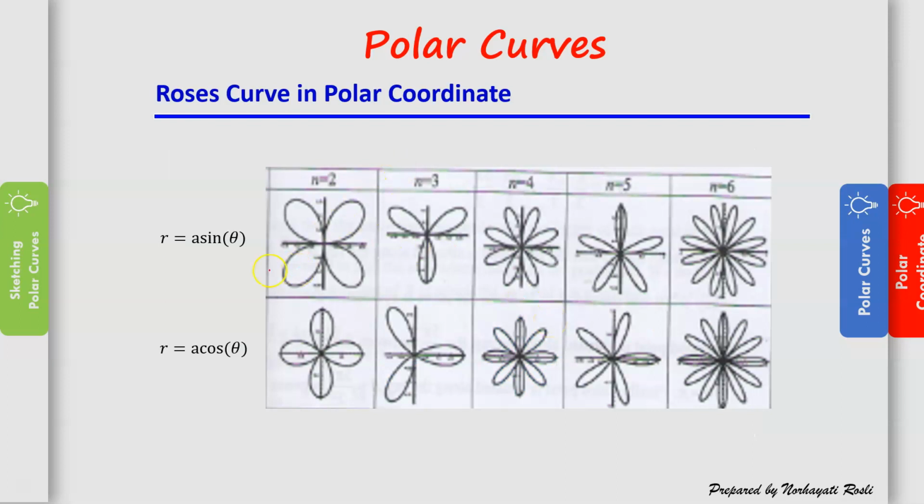This is the general shape for sin and cos theta. If you see, cos always starts at 0 degrees. But for sin theta, it always starts at a different angle. It does not start at 0 degrees. This is for n equal to 2. We have 4 petals, but for cos, it starts with the 0 angle. For sin, it starts at something like 45 degrees, and so on.